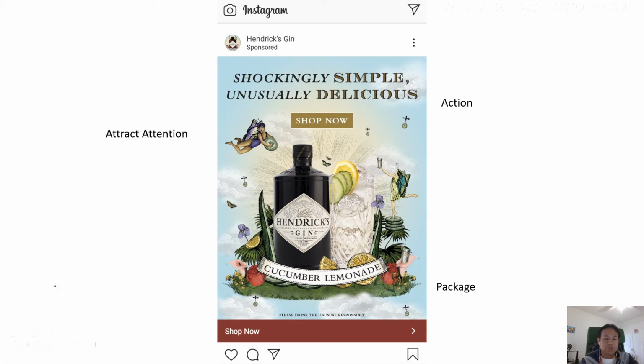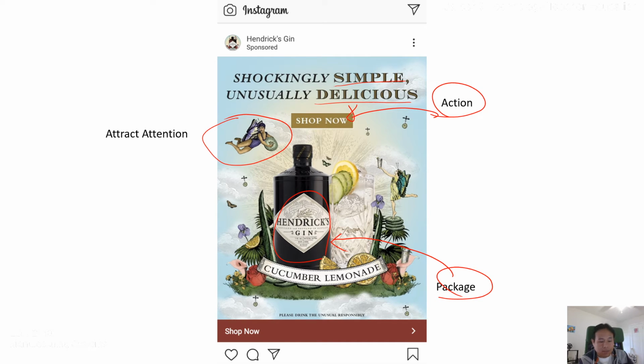This is an example of a social media advertisement. It attracts us by showing nice graphics, and then shows some simple text, simple and delicious. It shows the packaging here, and action: click here. This includes some elements of the advertisement.